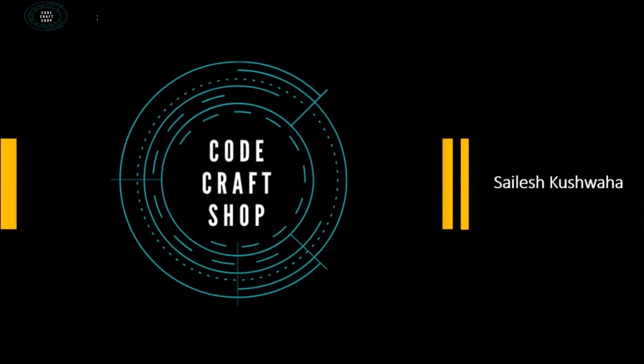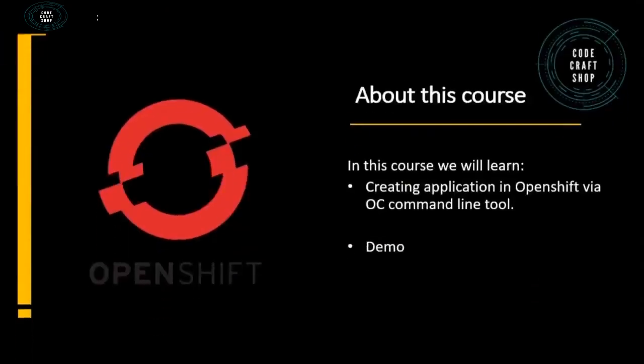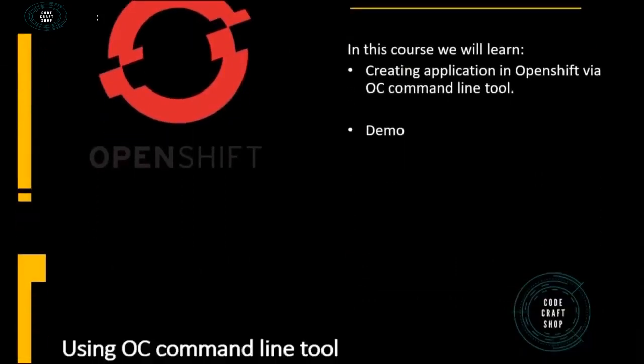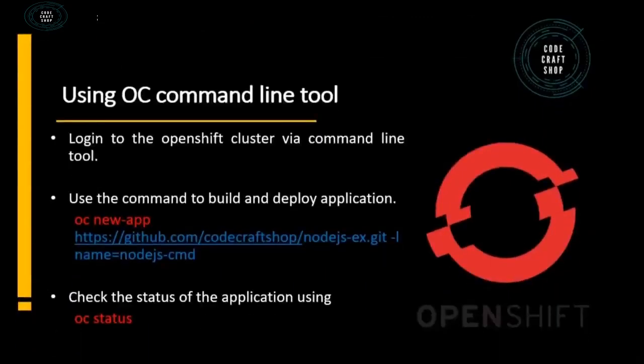My name is Salesh Kushwaha and in this tutorial we will learn how to create an application in OpenShift using the OC command line tool. In the end I will have a demo. So in order to use the OC command line tool we have to download the binary file, that is the OC command line tool, from the Red Hat website.